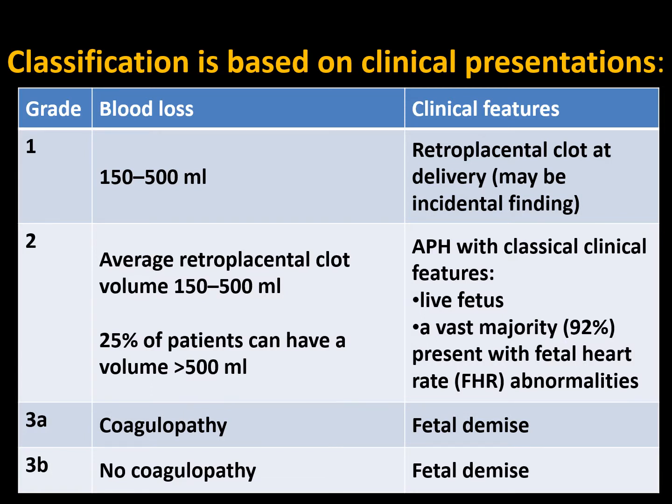Classification based on the clinical presentation. Remember that pregnant women are usually healthy and they compensate for blood loss. So when there is 150 to 500 mils blood loss, this is grade 1. Clinically, there could be only a retroplacental clot at the time of delivery, and it can be incidental. The patient does not have any clinical symptoms. Grade 2, where there is a retroplacental clot, 150 to 500 mils, but in association with antepartum hemorrhage, but the baby will be alive. But there could be some evidence of variable decelerations. Grade 3A, where there is coagulopathy and fetal demise. 3B, no coagulopathy and fetal demise.